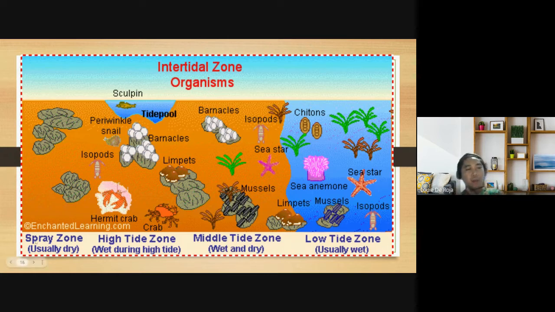Okay? So, pag spray zone, ito usually dry. Pag high tide zone, wet during high tide. Kapag low tide, makikita natin itong mga creatures na to. And middle tide zone, wet and dry. And low tide zone is usually wet.